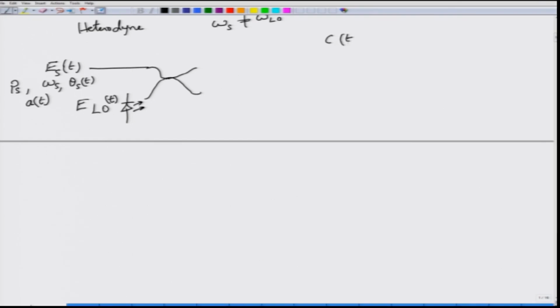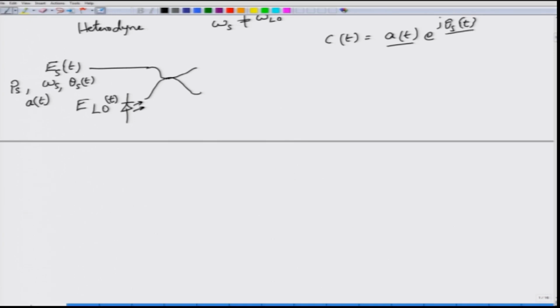Obviously, this C of t, the complex envelope of the modulation, is given by A of t times e power j theta s of t, correct. So, this A of t is the amplitude modulation part and theta s of t is the phase modulation part. For a BPSK signal, A of t is constant, equal to 1 for example, whereas theta s of t is 0 and pi. For a QPSK signal, you can think of A of t as constant, but theta s of t being pi by 4, 3 pi by 4, 7 pi by 4 and 5 pi by 4. For a general QAM signal, both A of t as well as theta s of t will change.